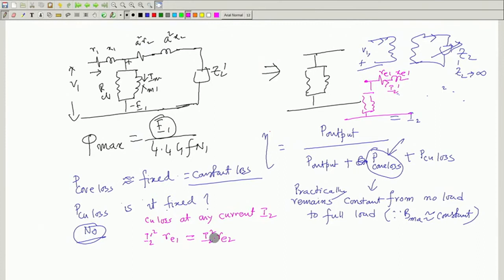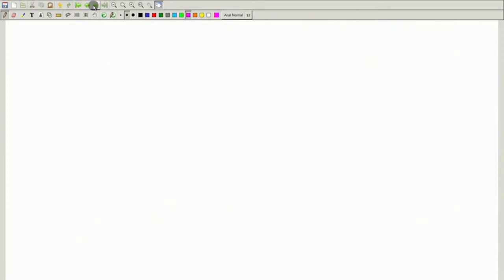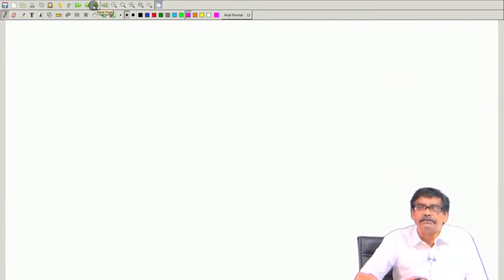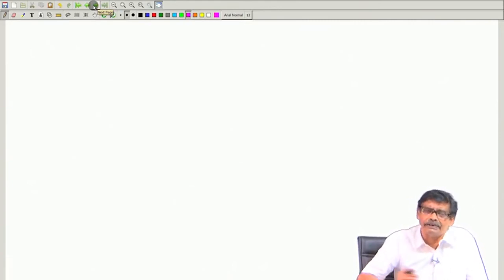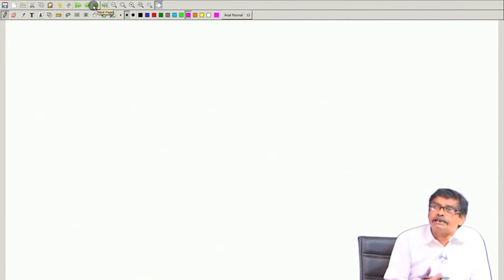Is that clear? After I have learned this, see, there are many books to calculate the efficiency of the transformer in several ways, this way, that way. I will give you a certain way, a particular way of calculating efficiency, which will make your life easier, and also it will bring out the concept of degree of loading.